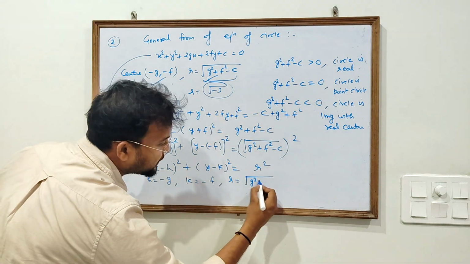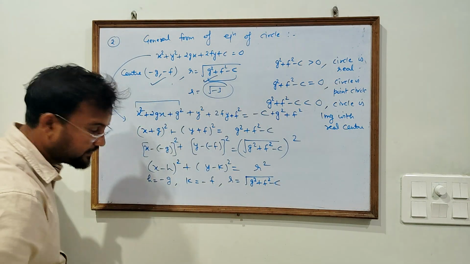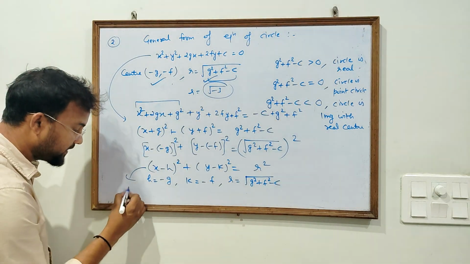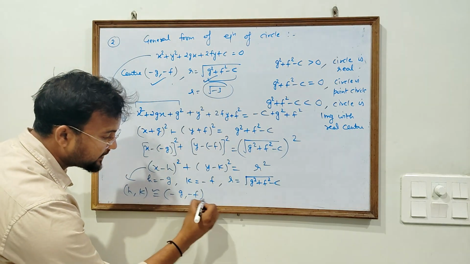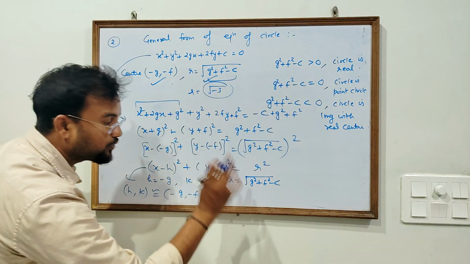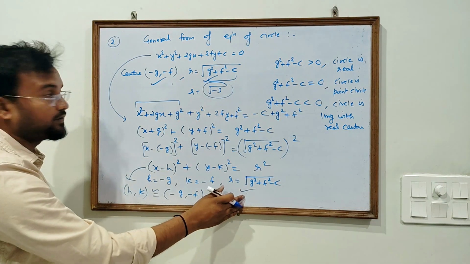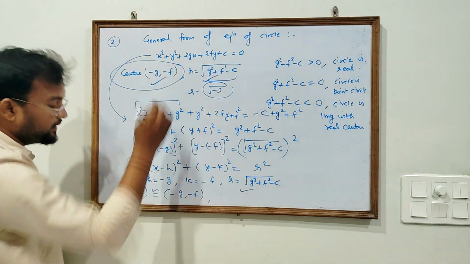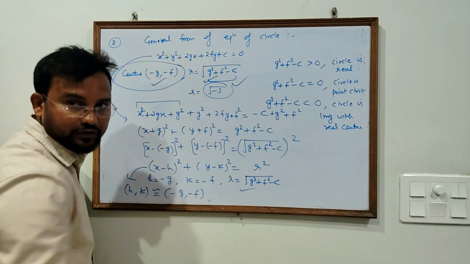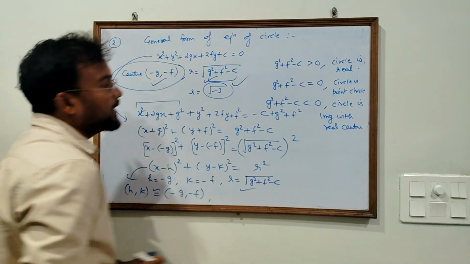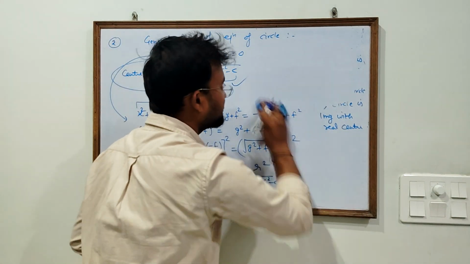So what is r? Root of g square plus f square minus c. So in this form the center is h comma k, which technically should be minus g comma minus f, and the radius is automatically under root g square plus f square minus c. If you verify, the center is minus g comma minus f and the radius is under root of g square plus f square minus c. Now let's take a small example on this.